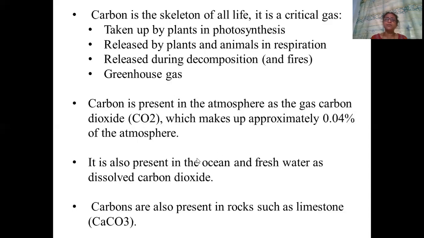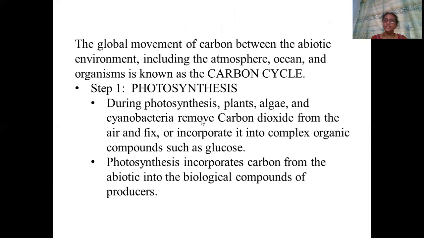Carbon is present in the atmosphere as carbon dioxide, represented by CO2, which makes up approximately 0.04% of the atmospheric gases. It is also present in the ocean water or the fresh water as dissolved carbon dioxide. It could also be present in rocks like limestone, that is CaCO3. Now, the movement of carbon globally between the abiotic environment, which includes atmosphere, ocean and organisms, is known as the carbon cycle.